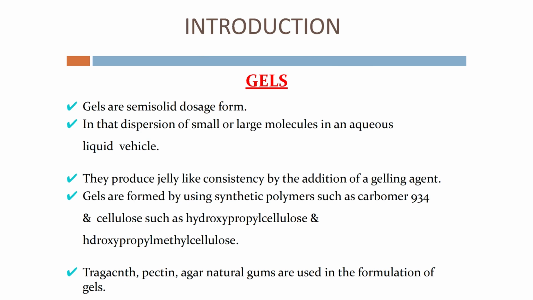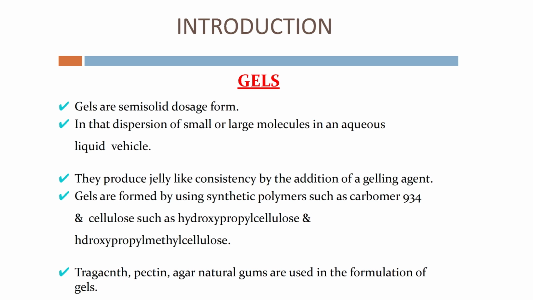Gels are semi-solid dosage forms. In them you'll find a dispersion of small or large molecules in an aqueous liquid vehicle. They produce a jelly-like consistency by the addition of a gelling agent. Gels are often formed by using synthetic polymers like Carbomer 934 and cellulose derivatives such as hydroxypropyl cellulose and hydroxypropyl methyl cellulose. Natural gums like Tragacanth, pectin, and agar are also commonly used in the formulation of gels.